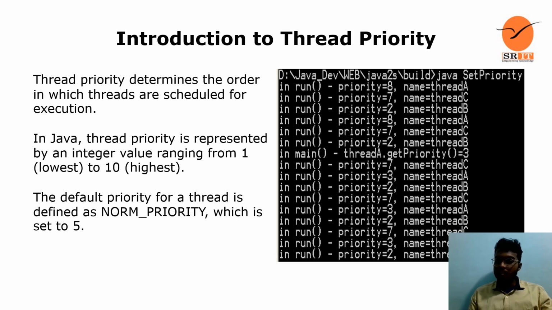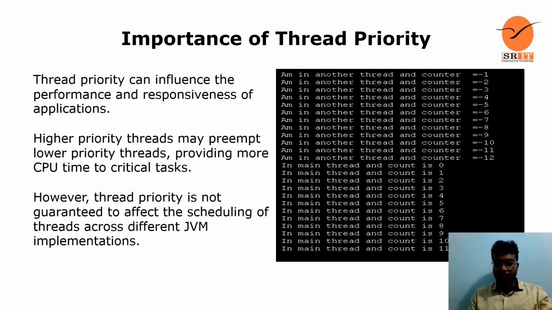So, what is thread priority? We assign a certain priority to a particular thread so that it executes first, rather than the threads with lower priority, which execute next. In Java, thread priority is represented by an integer value ranging from 1 to 10. And the default value, norm priority, is set to 5.